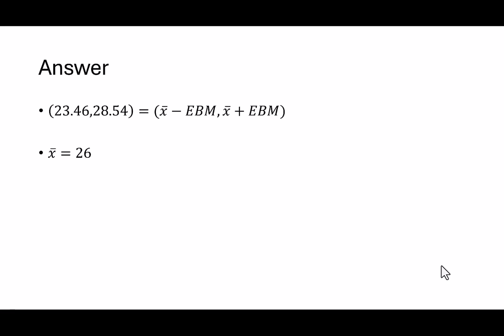Our mean is 26. We know the upper bound was formed by taking 26 and adding the error bound of the mean. So if we want to find the error bound of the mean, we can just subtract 28.54 and 26 to get 2.54. Now that we have the error bound of the mean, we can express our confidence interval as the mean plus or minus the error bound of the mean, which is 26, plus or minus 2.54.